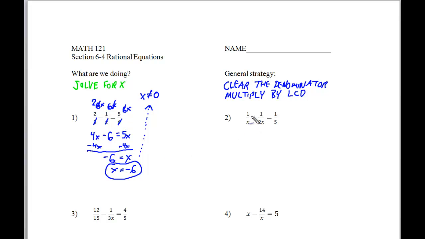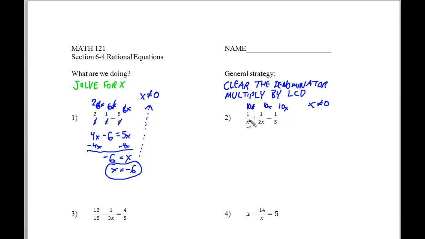So again, applying the formula, we're going to multiply by the lowest common denominator, and that will clear our denominator. So what is the lowest common denominator of x, 2x, and 5? The lowest common denominator of all of this is going to be 10x. So everything gets multiplied by 10x, 10x, 10x. Finally, you're going to want to check to see what your excluded values are, and x is not going to be equal to 0 in this case, too. Plugging 0 into either of these is going to give me an undefined answer.